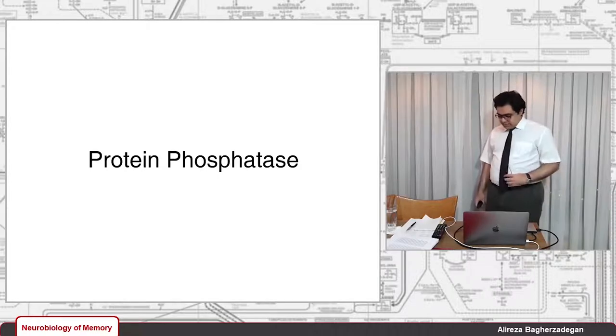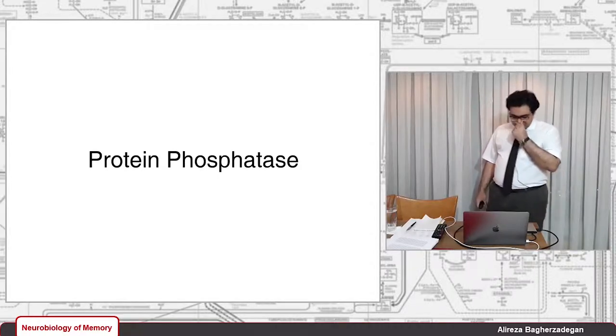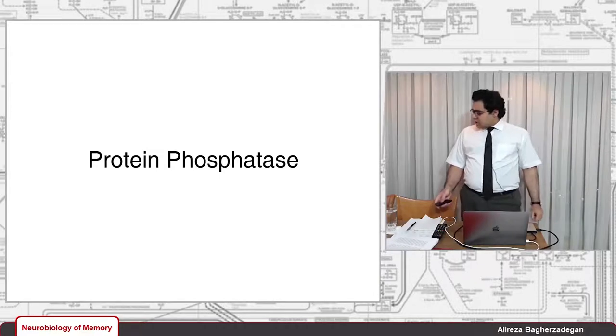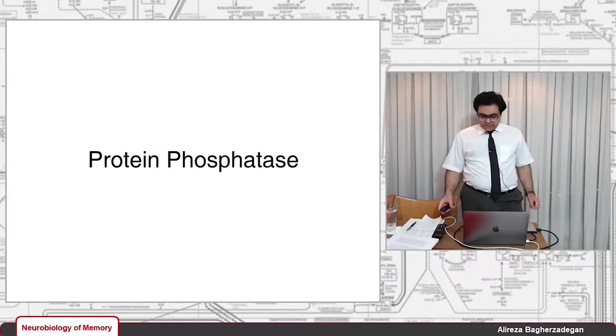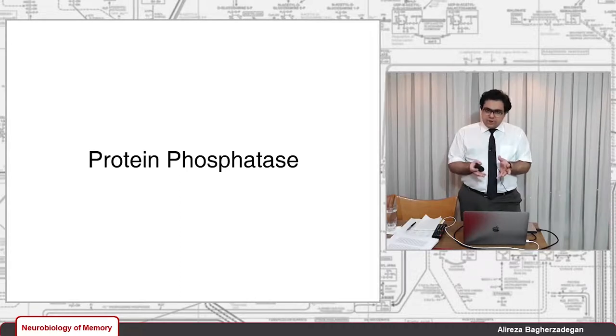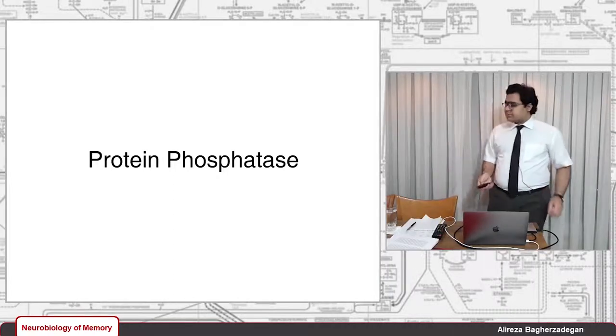Protein phosphatase. Let's talk about protein phosphatase. Protein phosphatase is the name of a group of enzymes which catalyze a reaction which is the opposite of phosphorylation, or the reaction is dephosphorylation. As I told you, phosphorylation is a reaction in which a phosphate is added to another molecule. Dephosphorylation obviously is a reaction in which a phosphate is removed from the phosphorylated substrate.